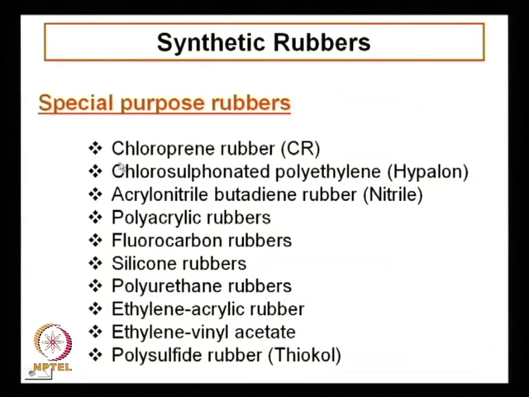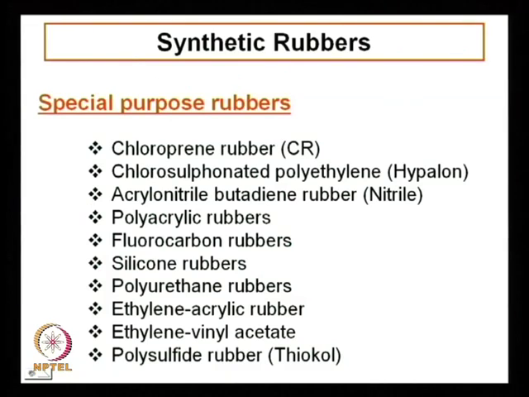Special purpose rubbers: chloroprene rubber, chlorosulfonated polyethylene, I have mentioned the names; acrylonitrile butadiene rubber, nitrile rubber, polyacrylic rubbers, fluorocarbon rubbers, silicone rubbers, polyurethane rubbers, ethylene acrylic rubber, ethylene vinyl acetate rubber, polysulfide rubber. So, these are all special purpose rubbers. Other than these examples, there may be many other polymers, because of the versatility and tailorability of polymers. So, you can make a new design of polymer, you can synthesize it, and you can commercially develop these special purpose rubbers by developing a suitable technology.